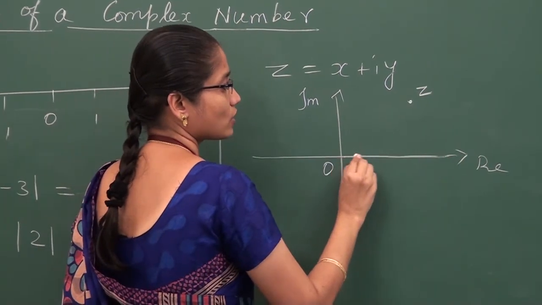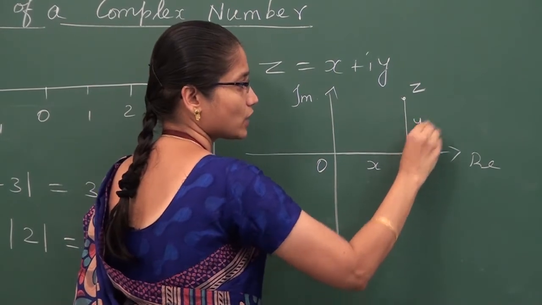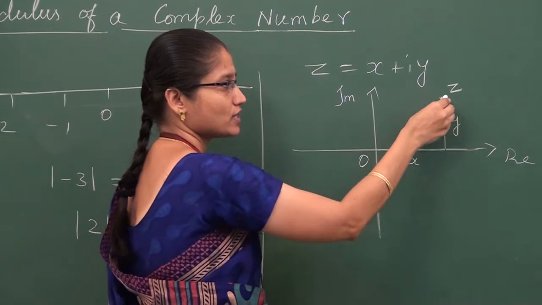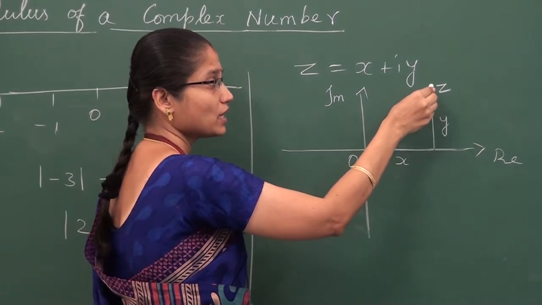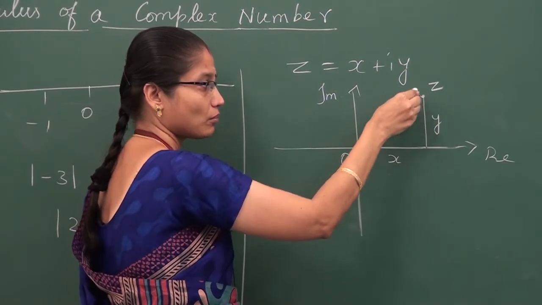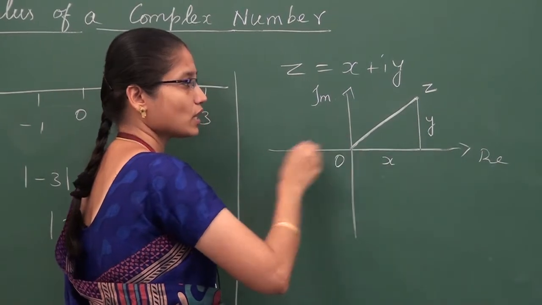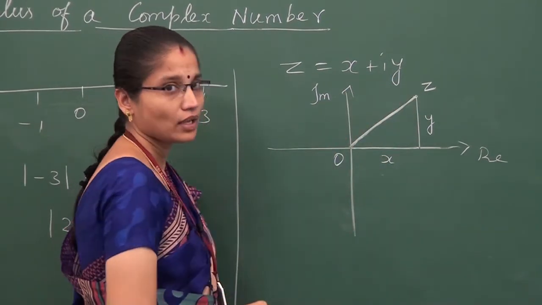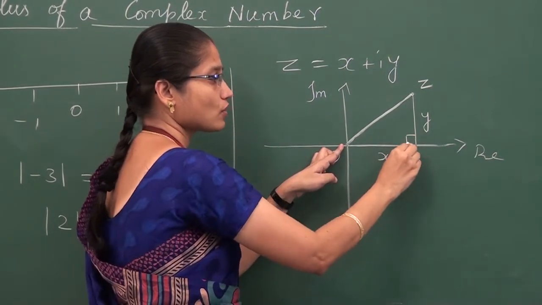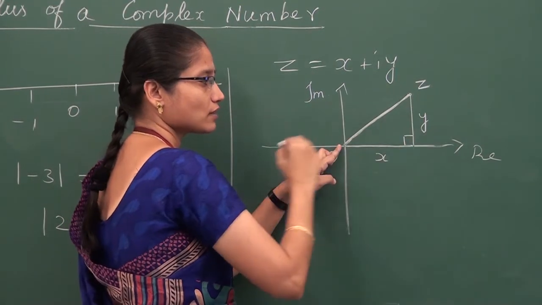Here the horizontal distance we have taken is x and the vertical distance we have taken is y. According to the modulus definition, the modulus of a complex number means the distance of that number from the origin. Now this OZ denotes the modulus of this complex number z. This OZ is nothing but the hypotenuse of this right triangle.